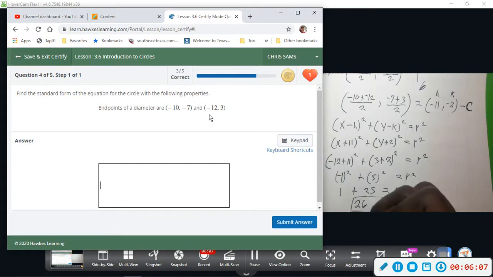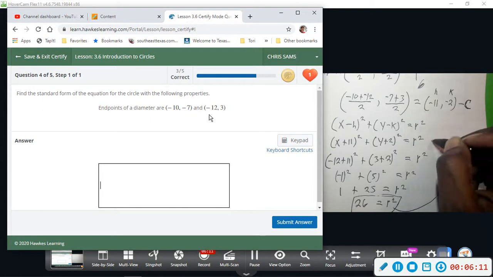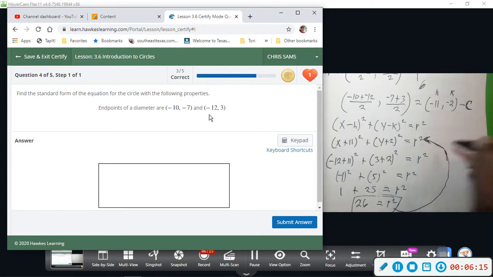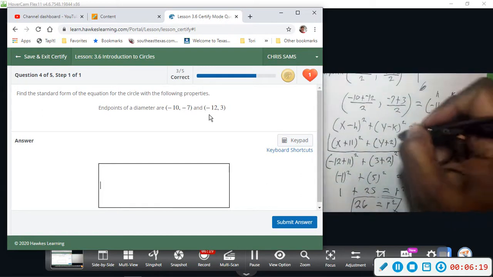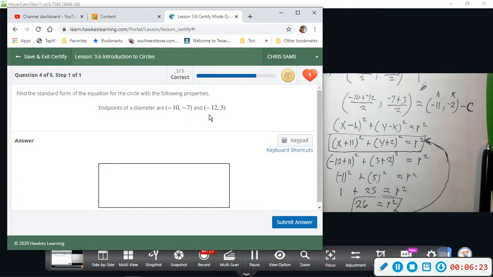All right, so we're going to replace this with 26 here, and this will be the equation of our circle. So this equals 26. That's going to be in standard form. I'm just going to type that in: x plus 11 quantity squared plus y plus 2 quantity squared. And then that equals 26.